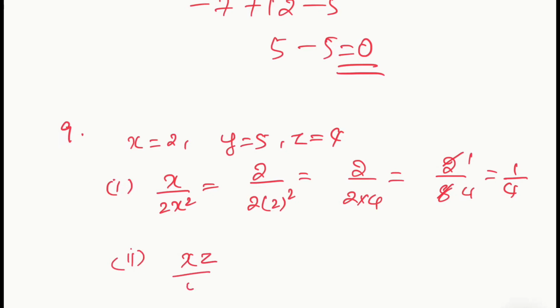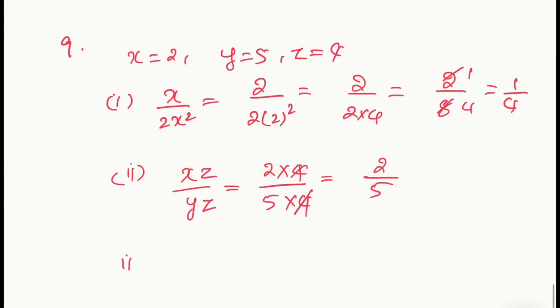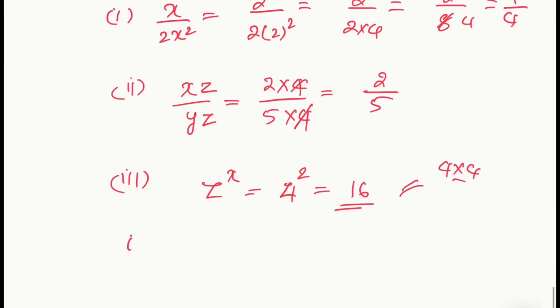xz by 4z. So 2 into 4 by 5 into 4. So 4 and 4 I can cancel here. So I'll get 2 by 5. Third question we have z to the power of x. 4 to the power of 2 equal to 4 square is 4 into 4. 4 4s are 16. Fourth question we have y to the power of x. 5 to the power of 2. That is 5 into 5.